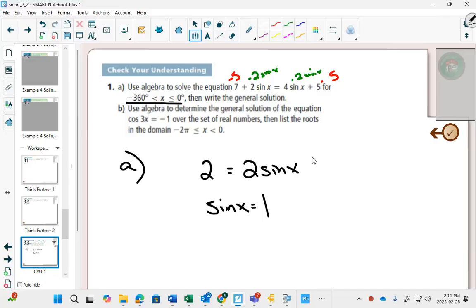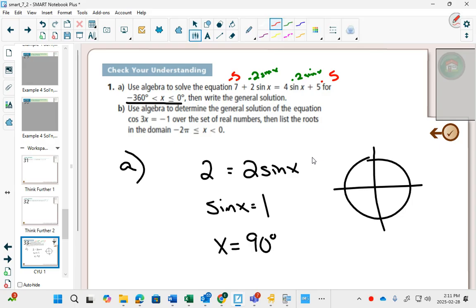But if I wrote pi over 2, that would be wrong, because the question's not in radians. So I'm like, oh, okay, I'll write 90 degrees. Still wrong. Why? It's not in the domain. 90 degrees, this is our answer. Our answer's right up here. I know it's right there, but I'm looking for this direction. What am I going to write? I'm going to write negative 270 degrees.